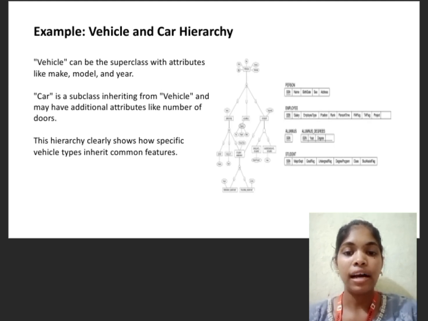Example: vehicle and car hierarchy. Vehicle can be a superclass with attributes like make, model and year. Car is a subclass inheriting from vehicle and may have additional attributes like number of doors. The hierarchy clearly shows how specific types inherit common features.